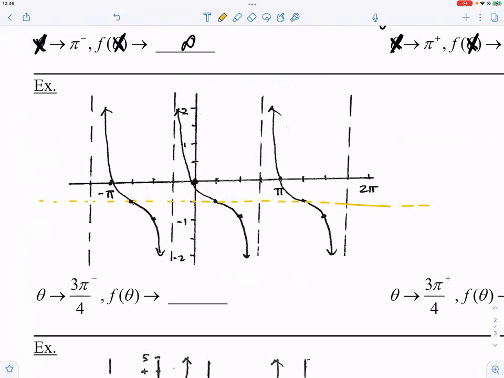The midline, what value? Negative 0.5. Okay, so negative 1/2. So that's your d value. So the entire graph is being shifted down.